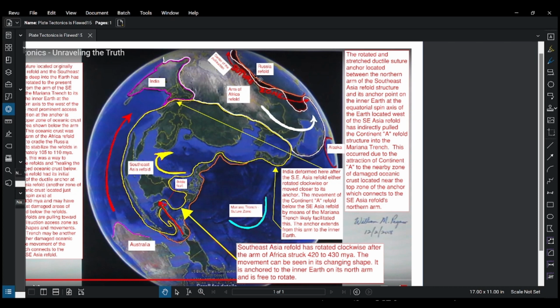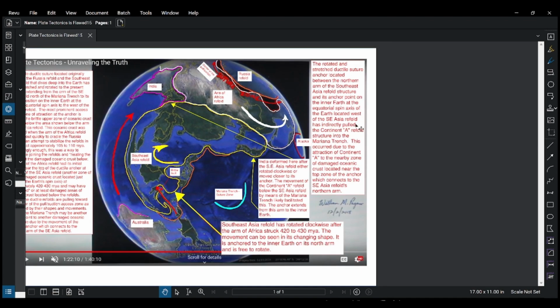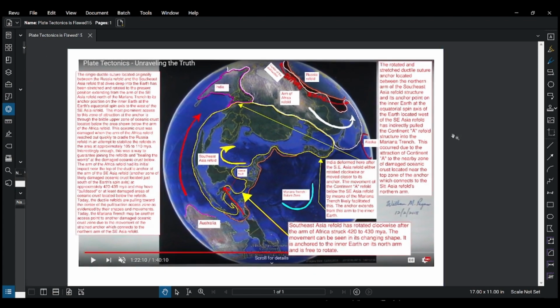India's trying to get in, everything's pulling in, the Russia refold's arms are bending into that area. Then the other spot is where Continent A went, and see the cursor, it went in this direction, and I think it's probably going towards that anchor. See the cursor there, going towards that anchor at the equatorial spin axis. And even this one's related to that, because everything wants to go eventually to that equatorial spin axis where the suture is, where there's a weak spot. So everything's about gravity. It's trying to pull in to the center of the Earth, gravity controlled.